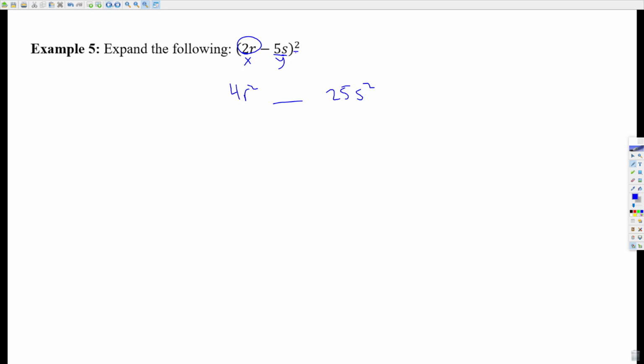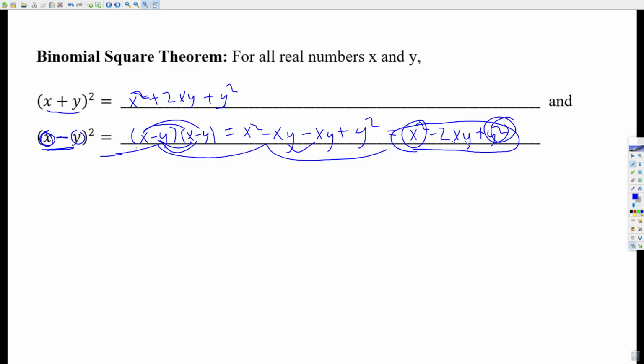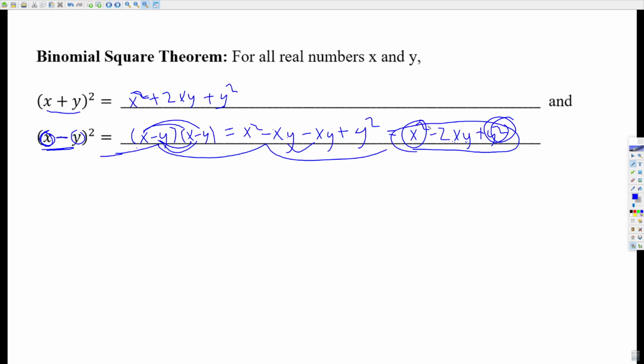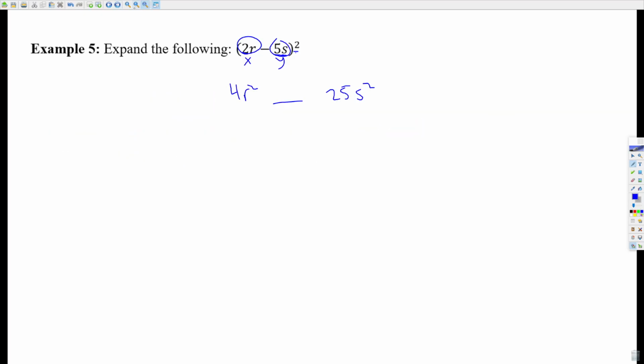And then this middle term comes from doing x and y together, which in this case is 2r and 5s, multiplying them together, and then you also multiply by negative 2. So we're going to multiply 2r and 5s together, times a negative 2. Put a little plus on the end there. And you could probably do this in your head as well. You don't have to write this out. So our answer would actually be 4r squared. Multiply the 2's together, which is negative 4 times 5, which is negative 20rs, plus 25s squared. And that would be your answer.